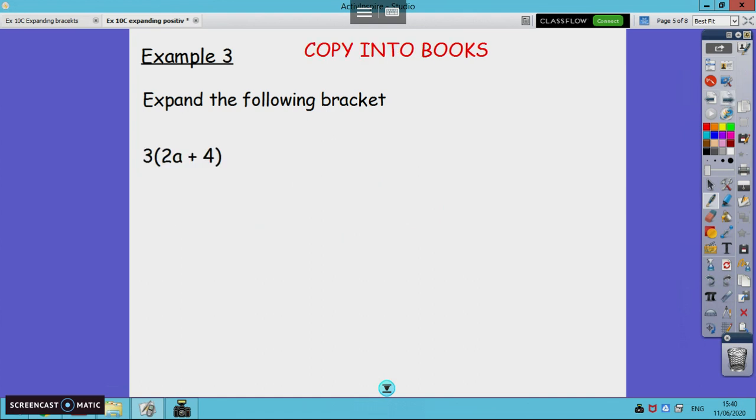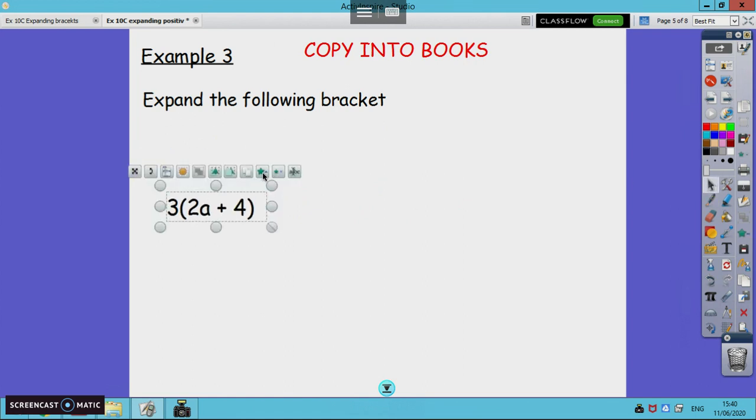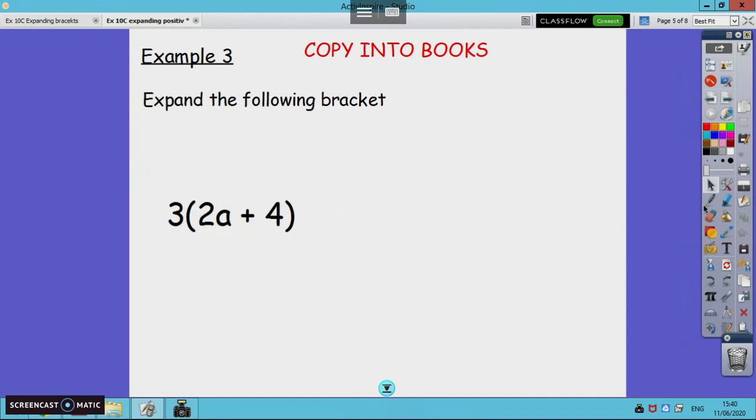Last example here. So expand the following bracket. Again, I'm just going to make it a little bit bigger so that we can see properly what we're doing. So again, we're going to multiply those two things out. So 3 times 2a and then 3 times 4. So let's think about 3 times 2a. Well, firstly, we need to do 3 times 2, which is 6, and then we put the a on the end. Okay, so 3 times 2a is 6a. And then we do 3 times 4, which is 12.